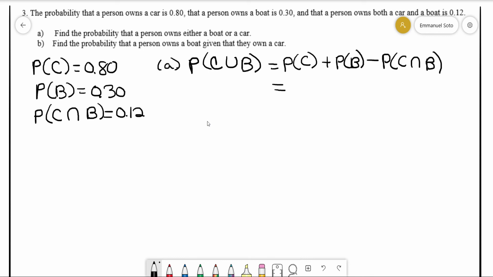a car. We're not looking for both, which is why we need to subtract them. So the probability of car is 0.80 plus the probability of boat is 0.30, and then we have to subtract the people that have both because they don't count in the calculation. So 1.10 minus 0.12 is 0.98.